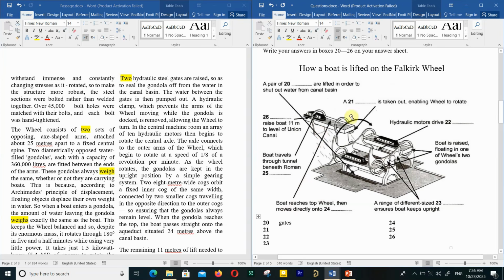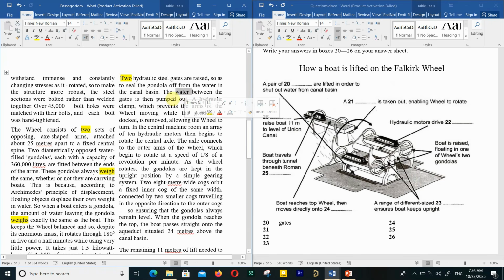How about 21? "A dash is taken out, enabling wheel to rotate." So after "a," we need a single countable noun. Moving forward, the water between the gates is then pumped out. Water is not countable. Be careful. Water is not countable, so water is not the answer here.